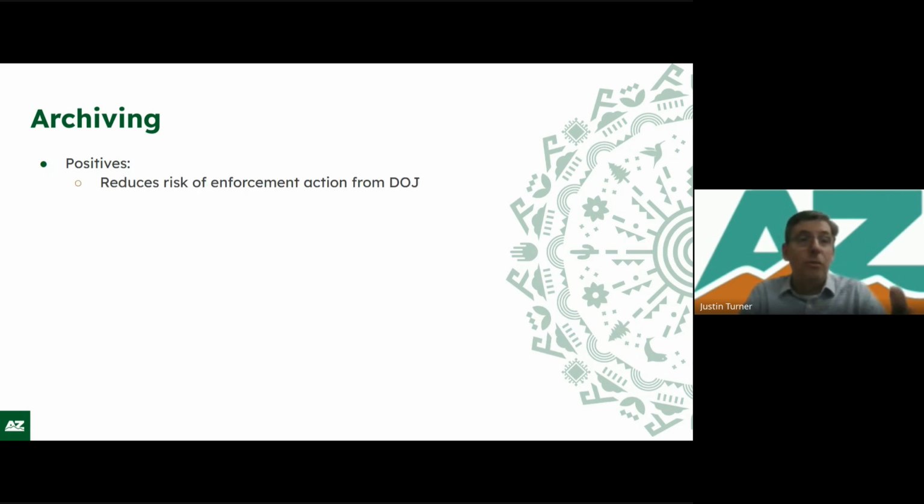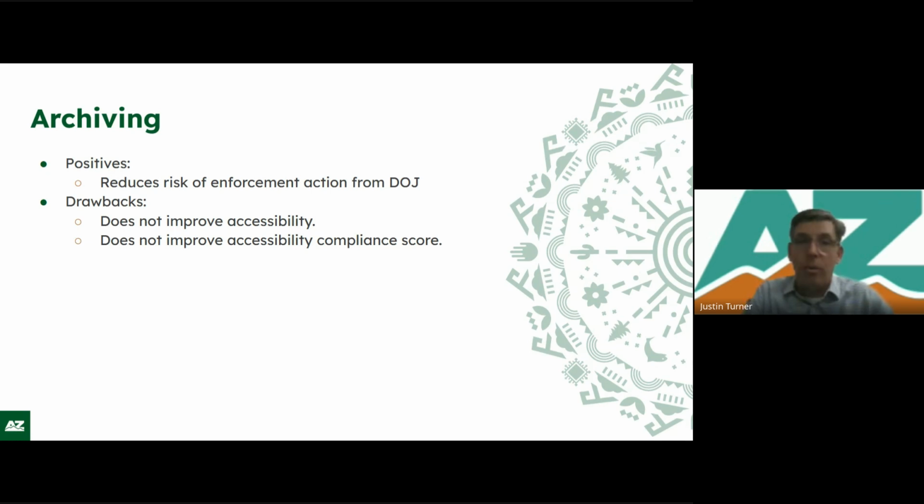The positives, of course, is that it reduces the risk of enforcement action from the Department of Justice, but there's a bunch of drawbacks. And because we don't really have time to go into all the details today, before taking this approach, you really have to understand the DOJ enforcement rules around this and what archiving allows, and what's gonna still get you in trouble even if you thought about it. So obviously the biggest drawback is archiving does not improve accessibility. It allows the problems to continue. Certainly not what we want to do.